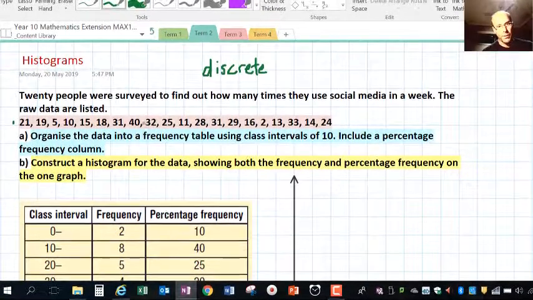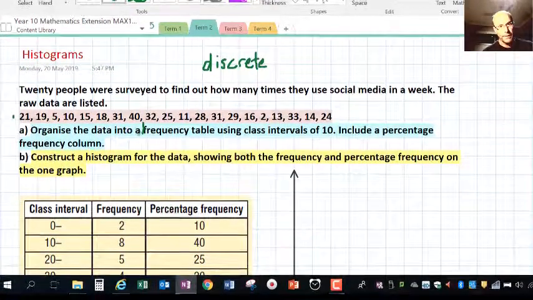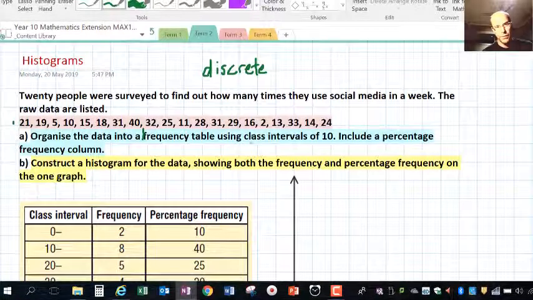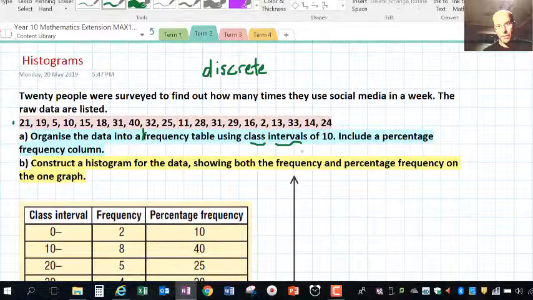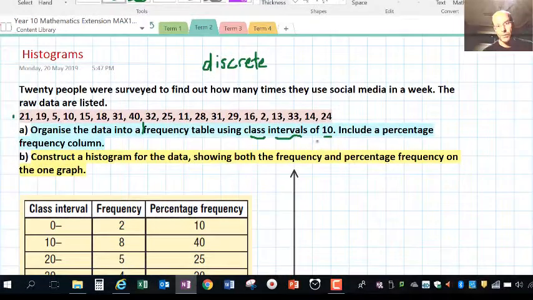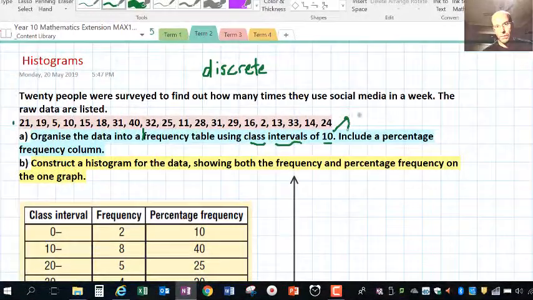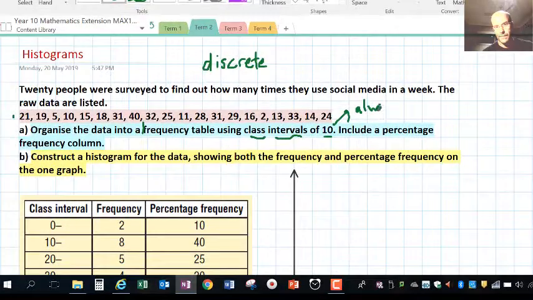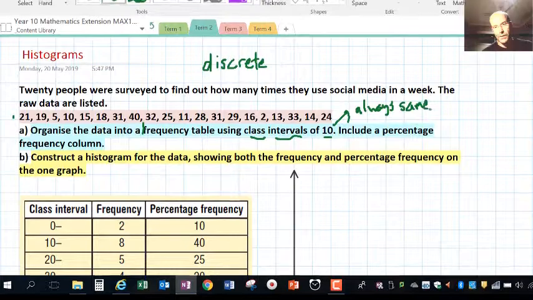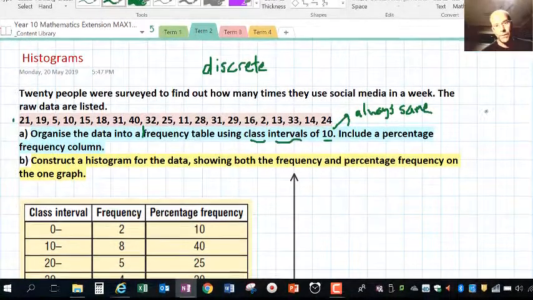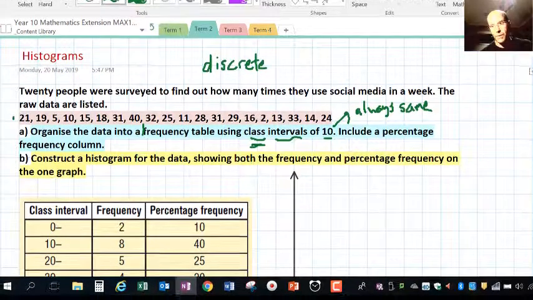and we don't have a choice whether we're going to group it or not, because it tells us we've got to use these things called class intervals, and that's basically the size of the grouping. So each class interval should be the same. So that's always the same. Okay, so it's not always 10, but if it's 5, it has to be 5 for all classes, for all groups. This one, we're supposed to use 10.